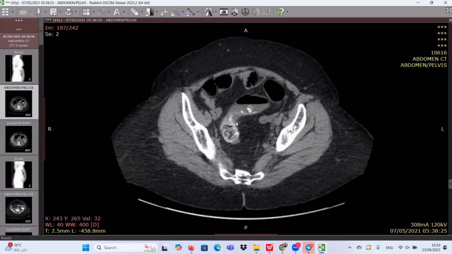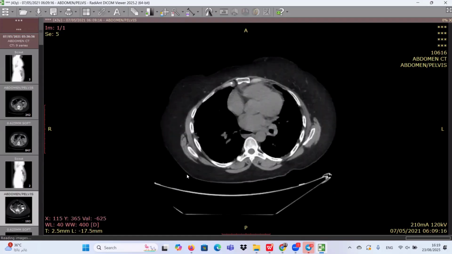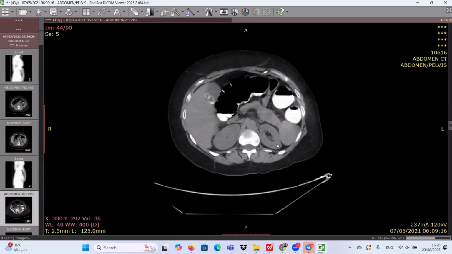If you have something abnormal at the sigmoid colon or rectum, or the descending colon as well, and you couldn't do further contrast-enhanced CT, what can you do? Sir, I can give the per rectal contrast. Okay, per rectal contrast can be done. Let's give the patient rectal contrast.